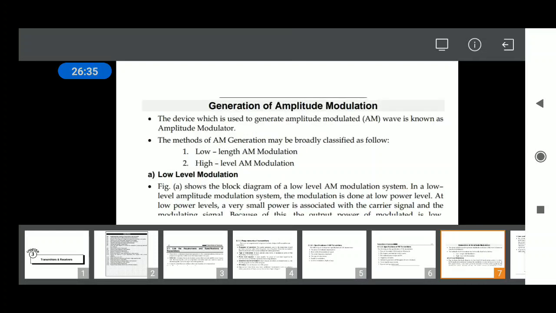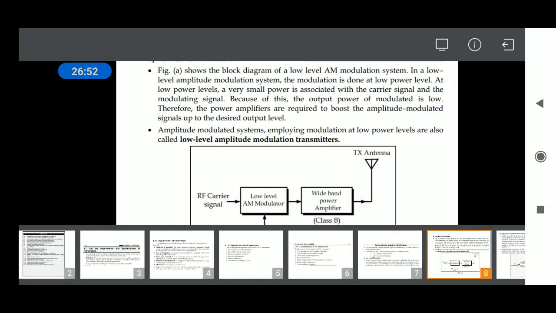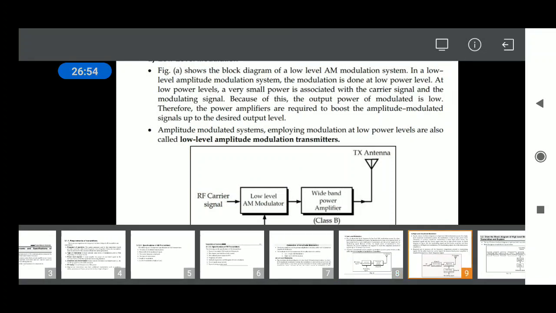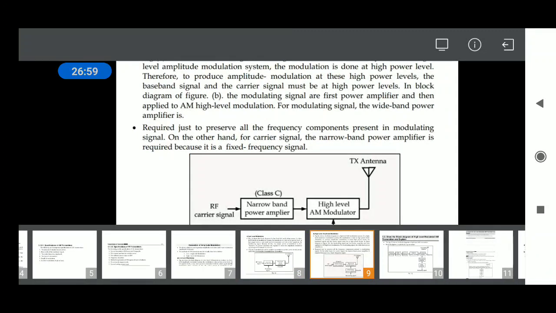There are two ways to generate AM, low level and high level. In low level, the modulation is done at lower power levels and amplification is done in the later stages, whereas in high level, the modulation is done at the last stage, and before that, amplification is done in the earlier stages. In the case of low level, for amplification we use a class B amplifier, whereas in high level for amplification we use class C.